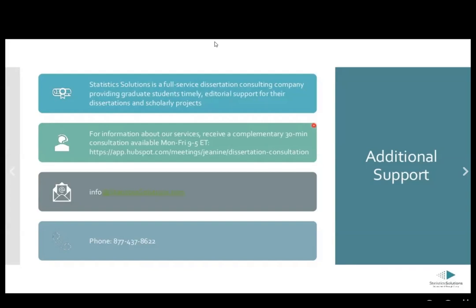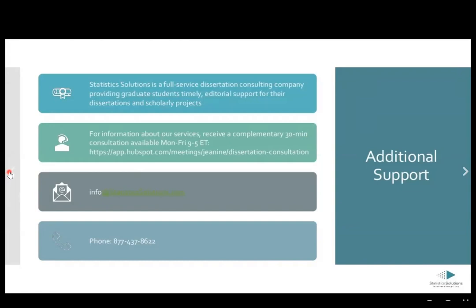Okay, I do see one question. So currently developing my dissertation proposal. I plan to conduct secondary research analysis. Are there specific differences in presenting quantitative results for secondary analysis versus for primary data collection?